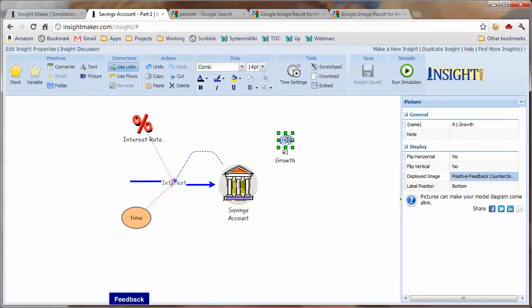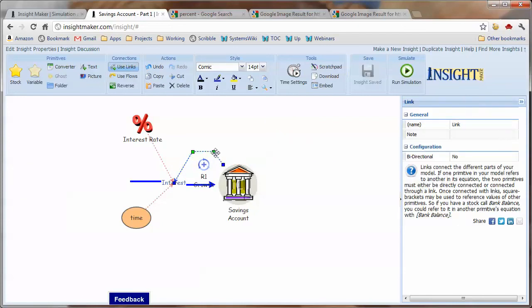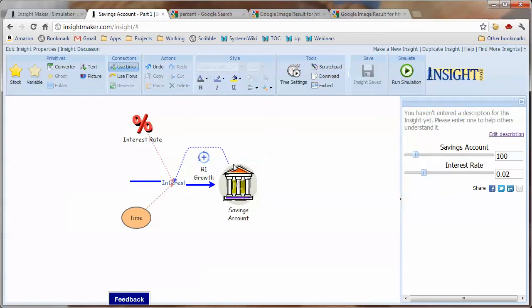And we'll then go ahead and put this in here. So we have a reinforcing loop, because if we look at the influences around the loop, there are no negative or balancing influences. They're all positive, so when I count the negatives around here, it's 0, and therefore this is a reinforcing loop.